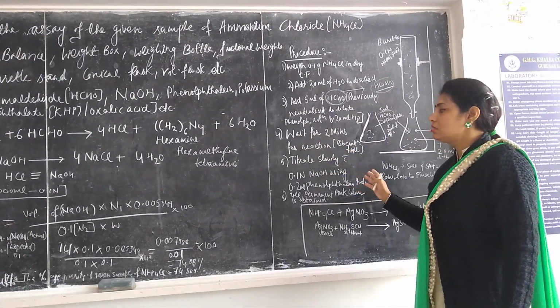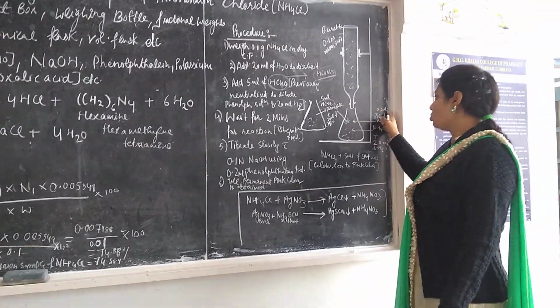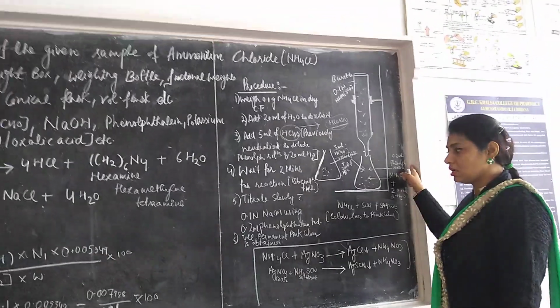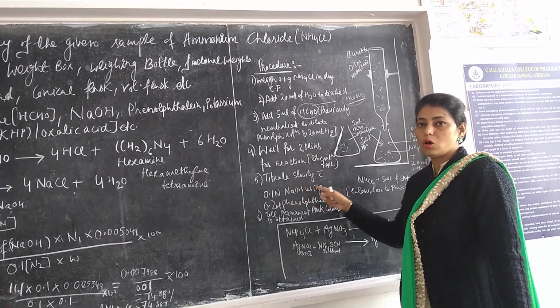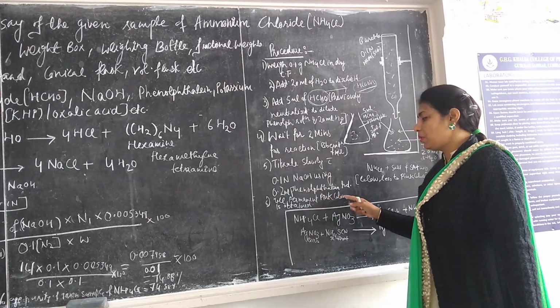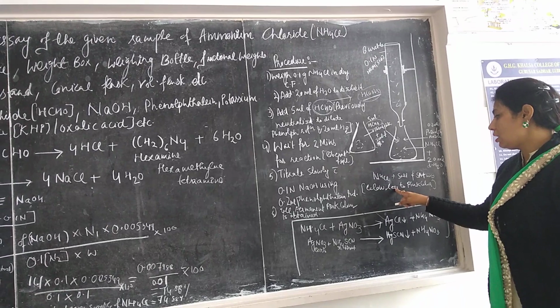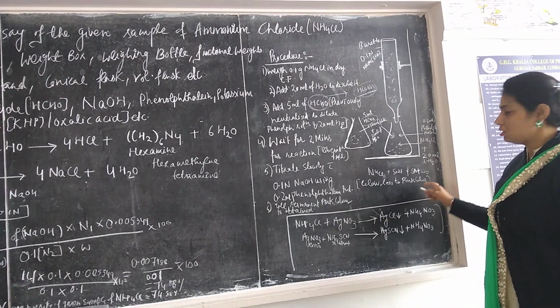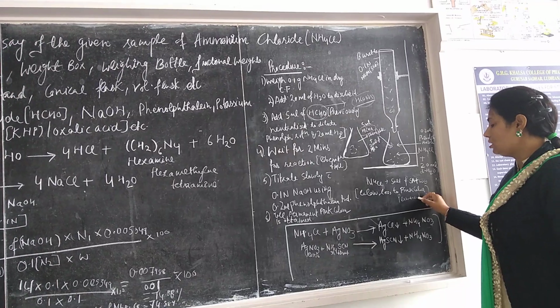After that, उसके बाद क्या है हमने 0.2 ml phenolphthalein ऐड करना है. Then titrate slowly with our 0.1 normal NaOH solution until your permanent pink color is obtained. So end point क्या हो जाएगा? Colorless to pink solution. This is your permanent pink color. So this is your end point.